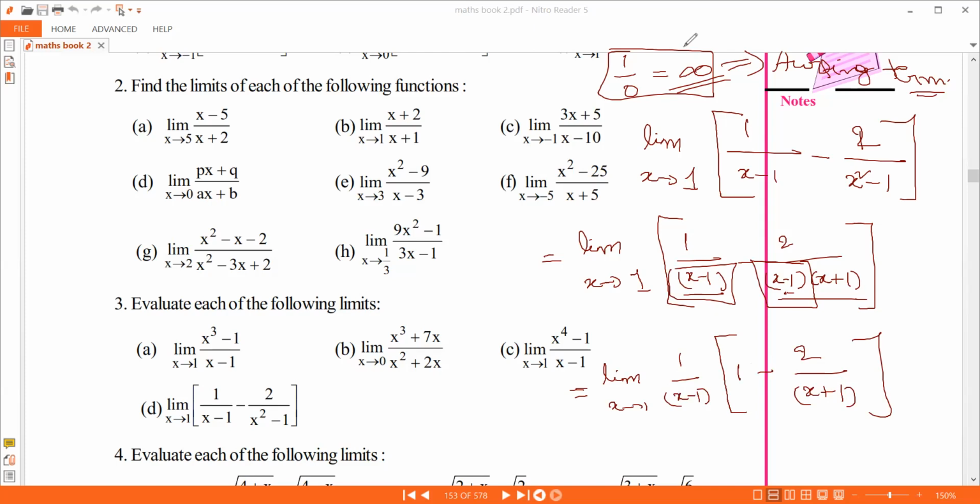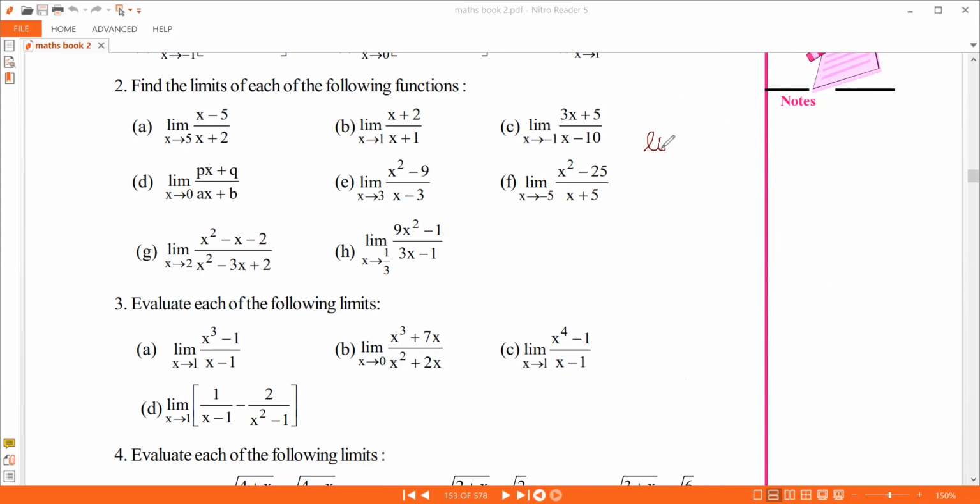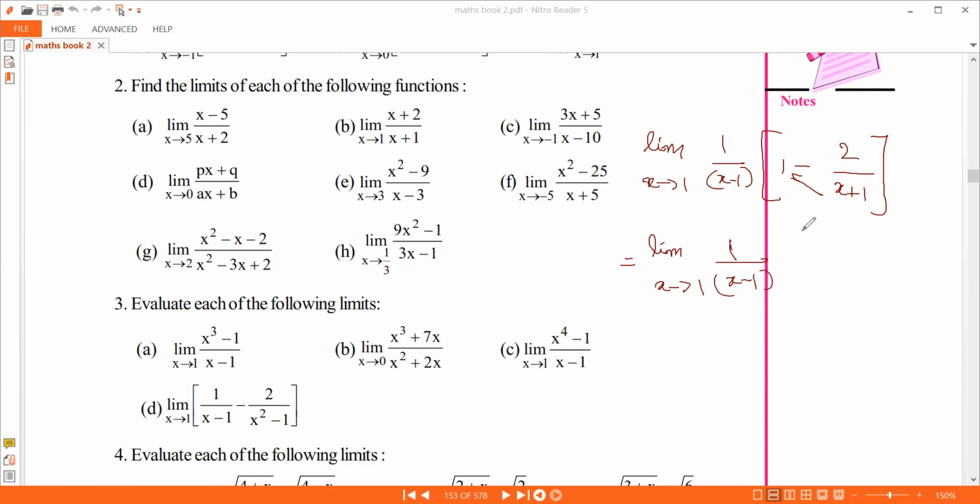Limit as x tends to 1 of 1 by x minus 1 into, you are left with, 1 minus 2 by x plus 1. Now you take the LCM: x plus 1 minus 2 on the top. So you get limit as x tends to 1 of 1 by x minus 1 into x plus 1 minus 2 divided by x plus 1.